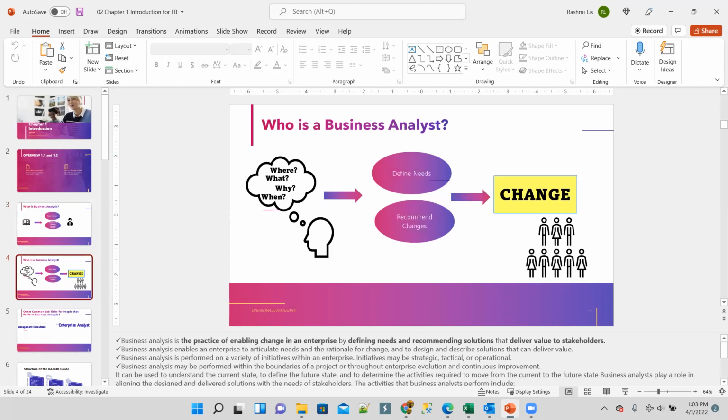Who is a business analyst? A business analyst is any person who performs business analysis tasks described in the BABOK guide, no matter their job title or organizational role.